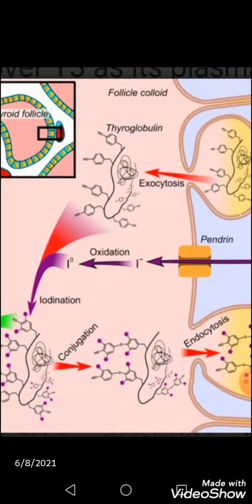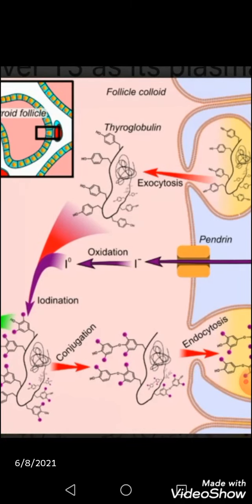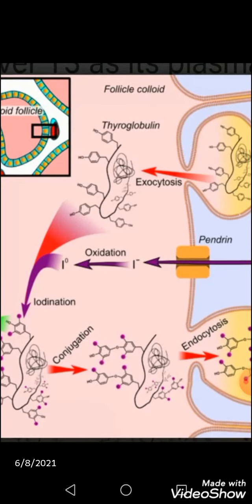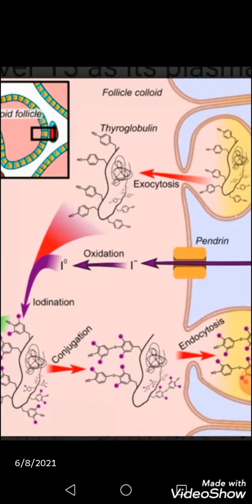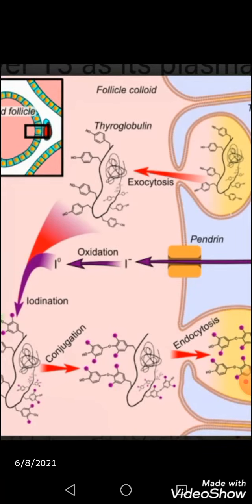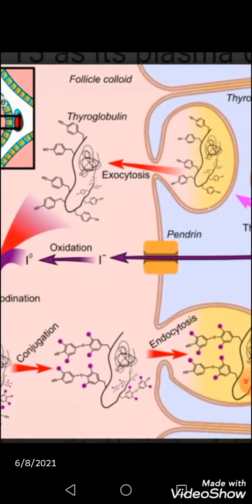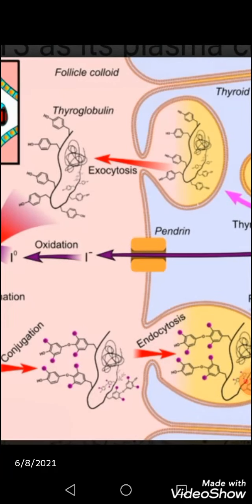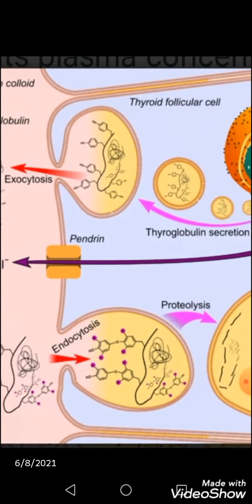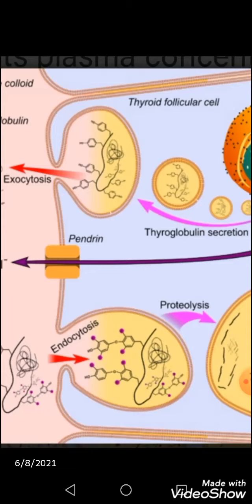The word conjugation is written. Then comes the oxidative coupling of the iodotyrosine residues, and they are going to form the two thyroid hormones, the triiodothyronine T3 and tetraiodothyronine, that is T4, right? Now they are going to enter the follicular cells by endocytosis, as we can see.